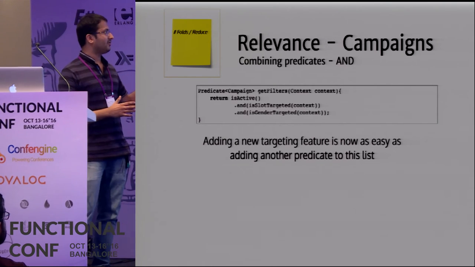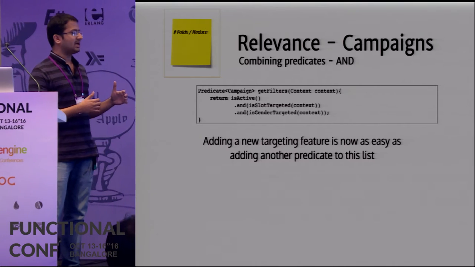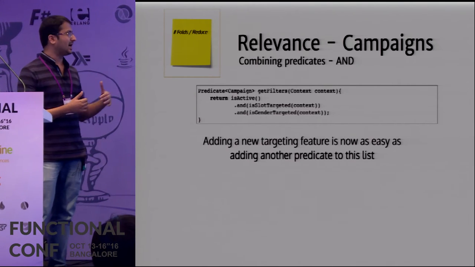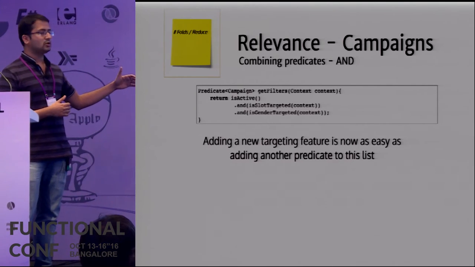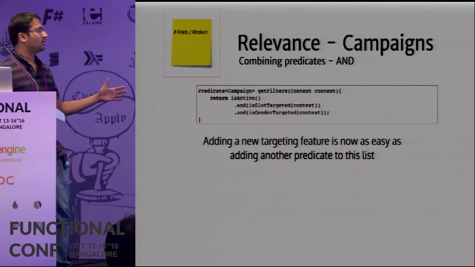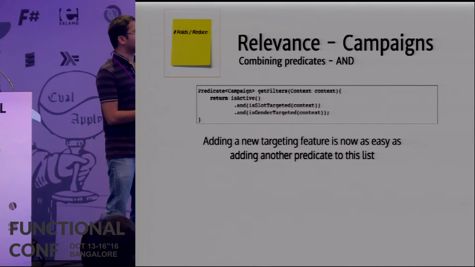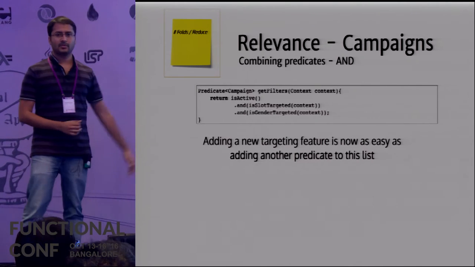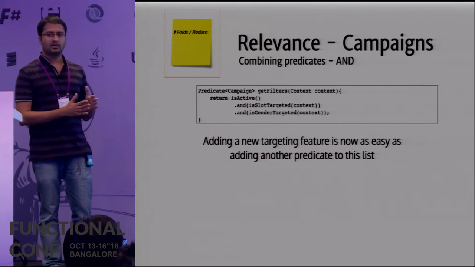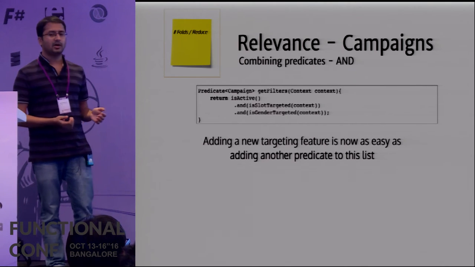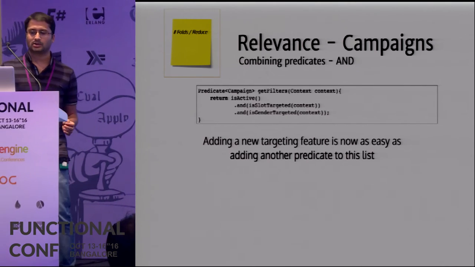So with this kind of abstraction in place, adding a new targeting feature is now as simple as adding another predicate to the list. So let's say you want to implement location targeting for campaigns. You just implement a lambda for location targeting and then just chain it here. I'm just simplifying a lot of things here, saying it's all AND, but in the real world, it could be a combination of ANDs and ORs.